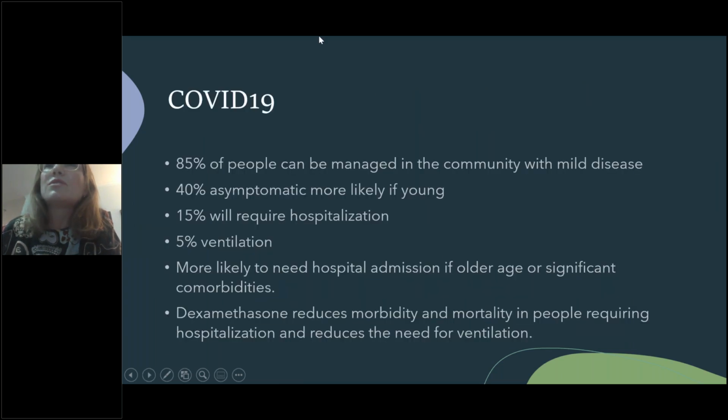So just an update on COVID here. You can see that 85% of people can be managed in the community, 40% are asymptomatic, which we know is more likely if they're young, 15% require hospitalisation and 5% ventilation. They're more likely to need hospital admission if their patients are older or have other comorbidities. And there's some role for dexamethasone use. It's really a moving space, the treatment of COVID.